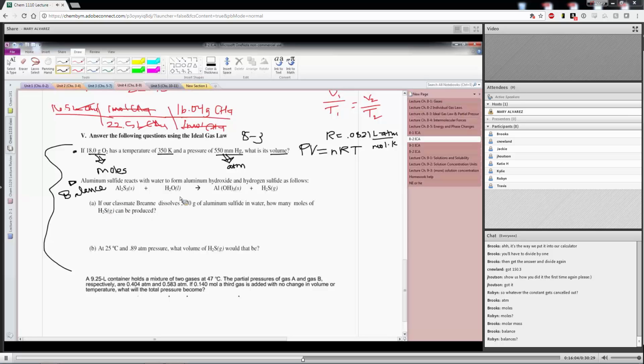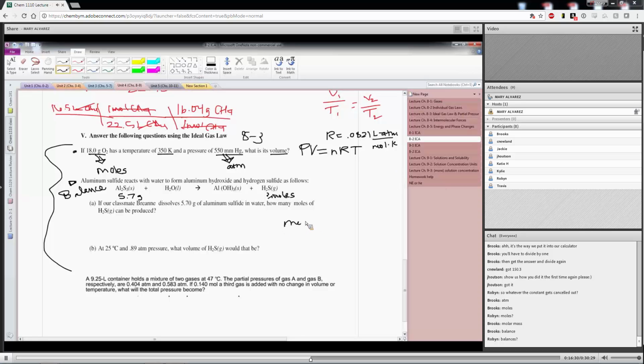Okay, then you can answer part A, which says I start with 5.7 grams of this, and I want to know how many moles of that could be produced. That's a question directly out of chapter 6. Use your roadmap. You're going from grams of one thing to moles of another. You guys can answer that. You did it on this last test. You did a pretty good job of it too. So I'll let you do that.